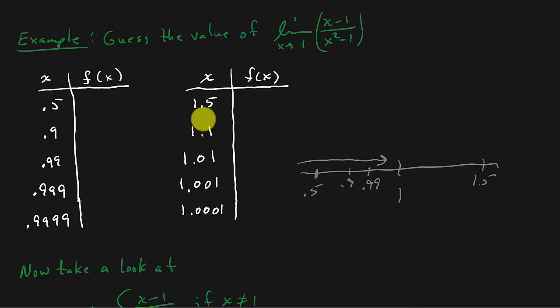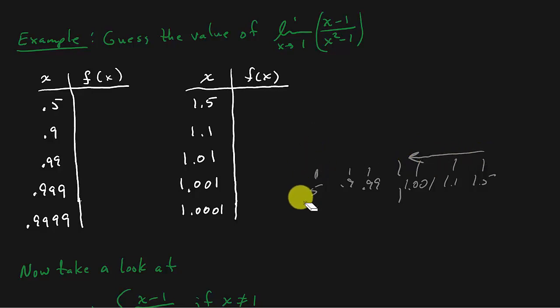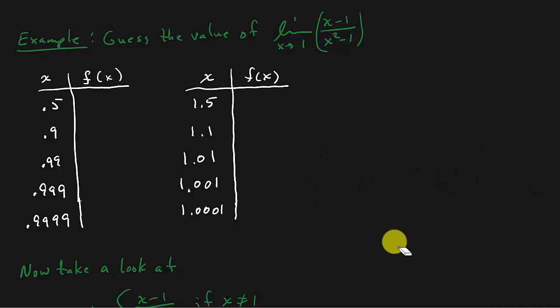And same thing over here. We evaluate at 1.5, 1.1, 1.001, and so on. We're getting closer and closer to 1 from the right-hand side. So what we're doing with the table is taking these x values and plugging them into the function to see what we get.